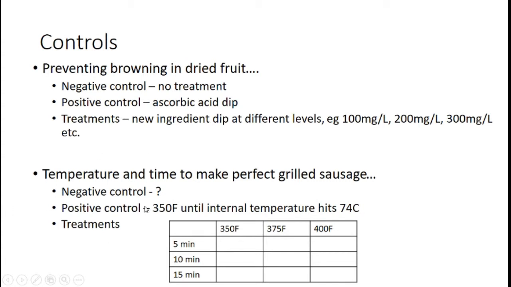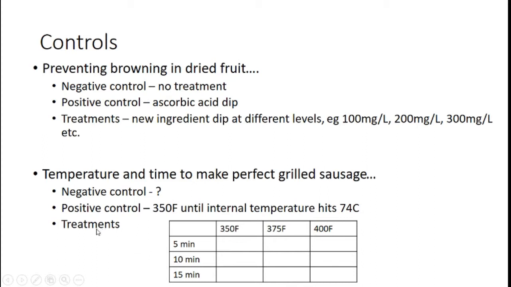Going back down to our temperature and time to make our perfect grilled sausage, this was a little harder to define. What is our negative control? Is your negative control, going back to this one, let's just not cook the sausage at all? I don't think that's necessarily appropriate. Not every experiment has clearly defined positive and negative controls. But perhaps our sausage company has been putting out recommendations on the consumer package that 350 Fahrenheit until internal temperature hits 74 degrees Celsius is the recommended format.